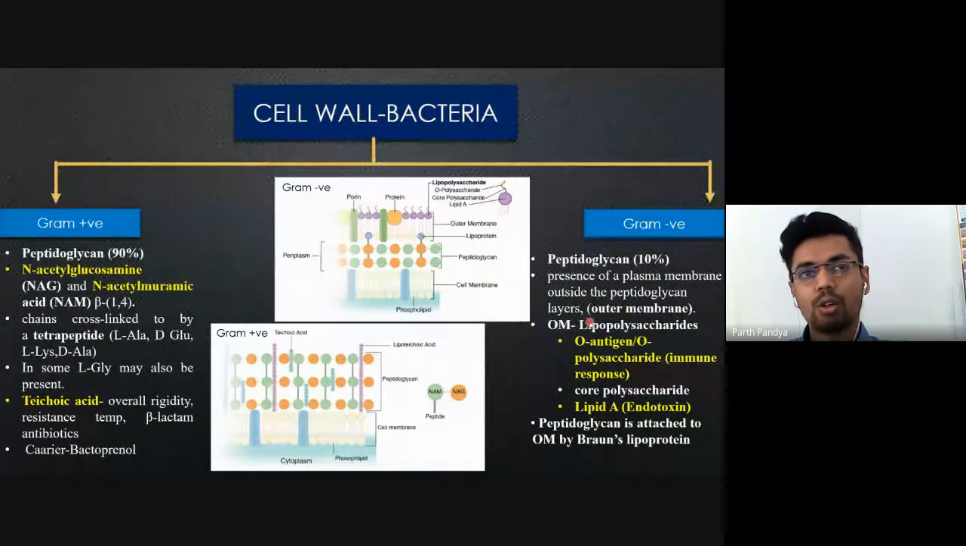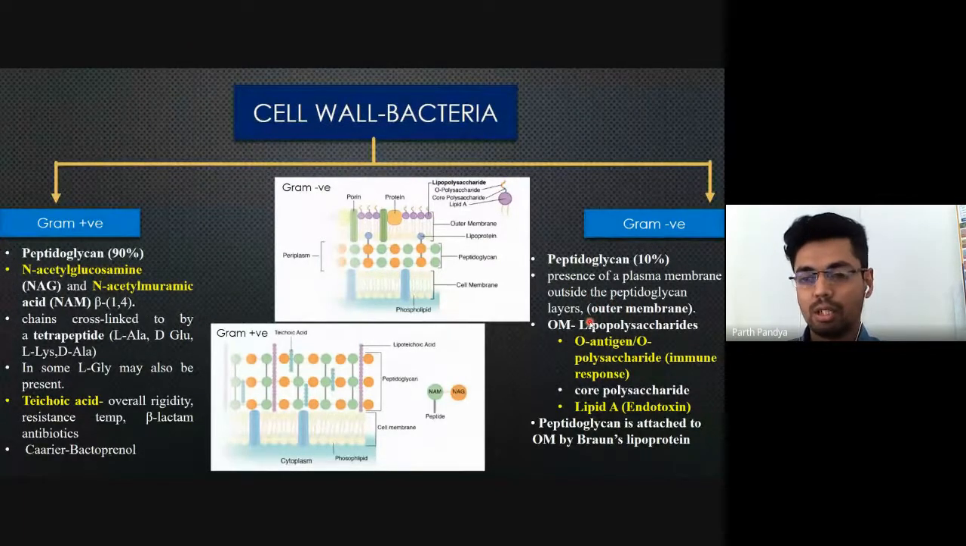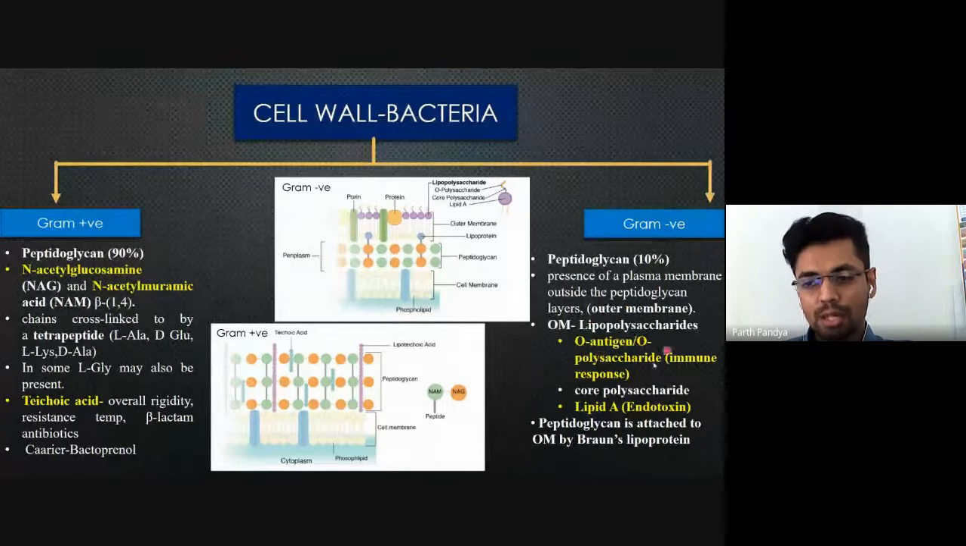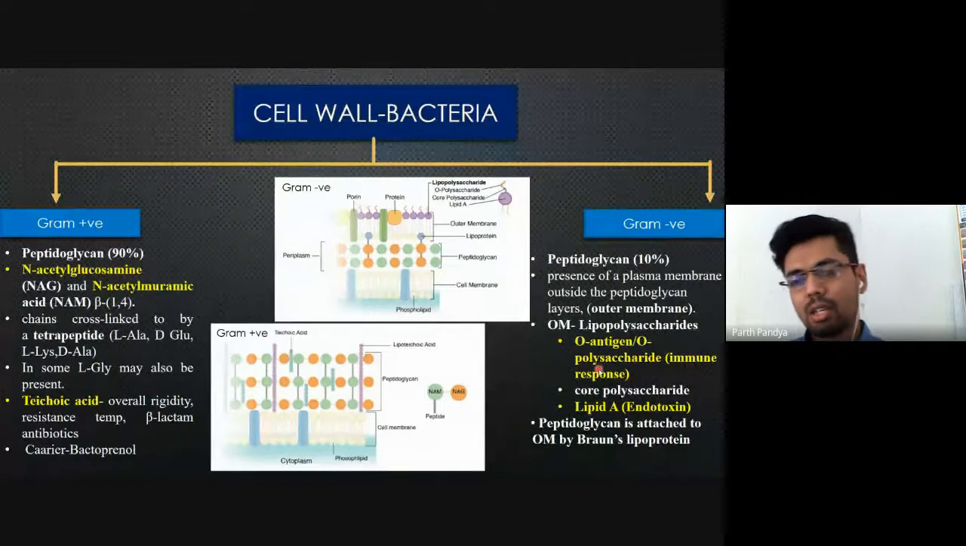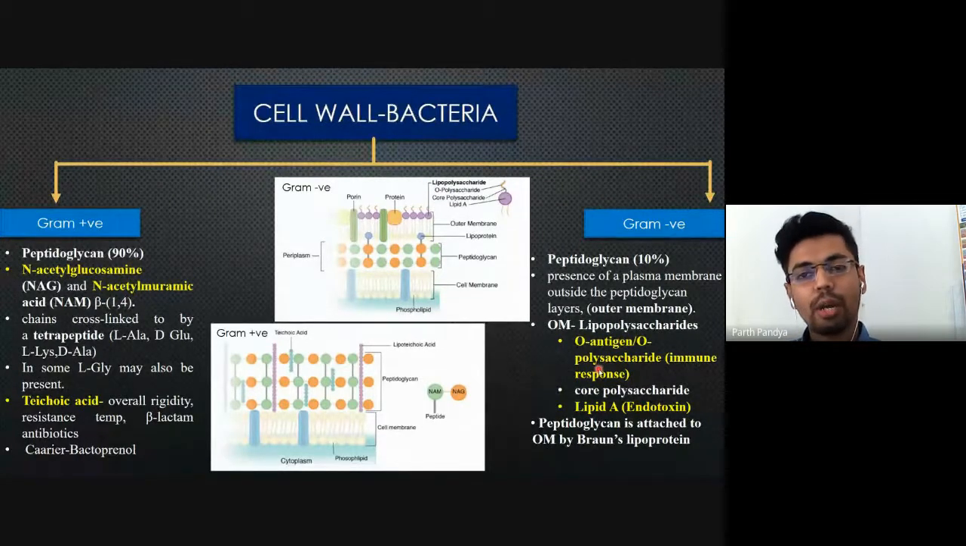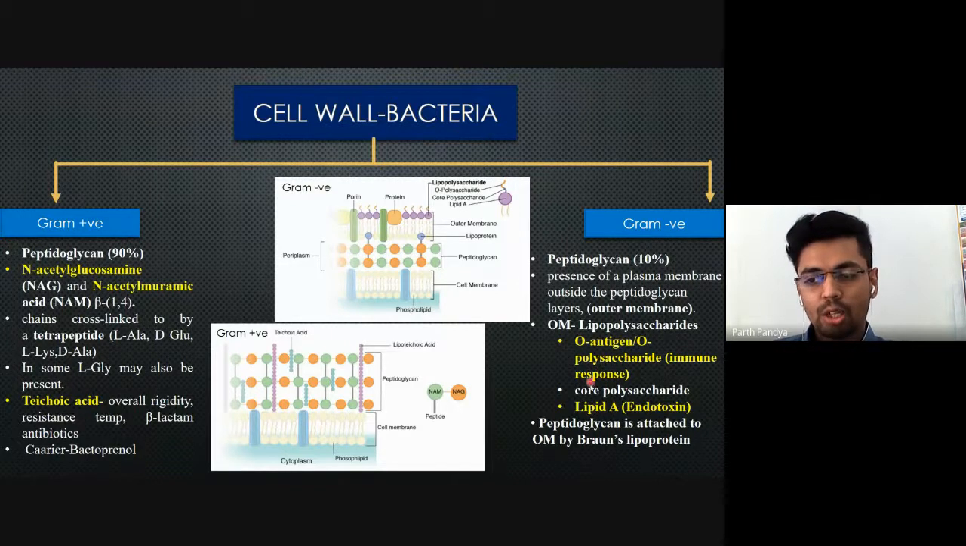I hope you have gone through the plasma membrane in detail in the morning. In gram-negative bacteria, instead of peptidoglycan, lipopolysaccharides are majorly present in the outer membrane, and this has a type of antigen called the O antigen or O polysaccharide. This is an important feature for immunologists, who study how the O antigen drives the immune response in the human body. Moreover, it has a core polysaccharide and an endotoxin called lipid A.